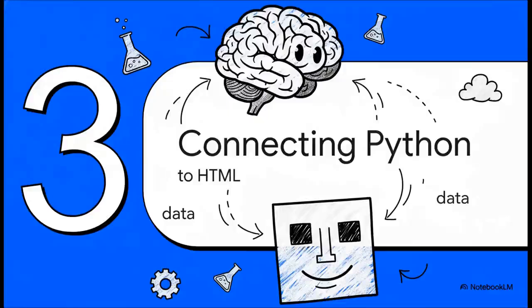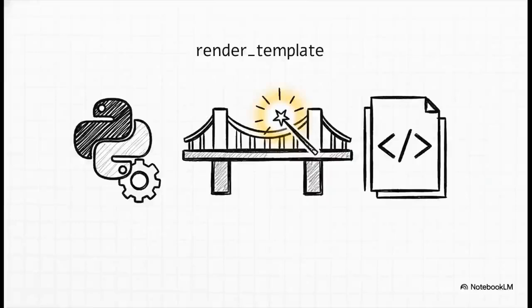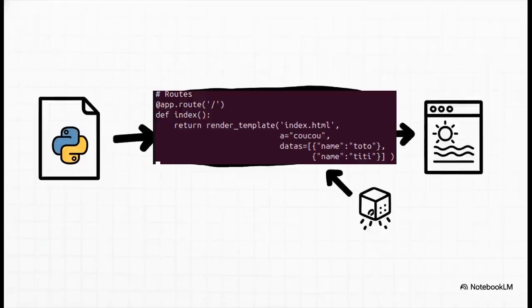Okay, so we've got our brains and our face. They're in separate files, they're living happily apart. So how do we actually get them to talk to each other? How does the data from Python actually get into the HTML? Well, it all comes down to one magic word, or, well, function, provided by Flask: render_template. Think of this function as the bridge. It's the thing that connects your Python logic to your HTML template and lets you pass data back and forth totally seamlessly.